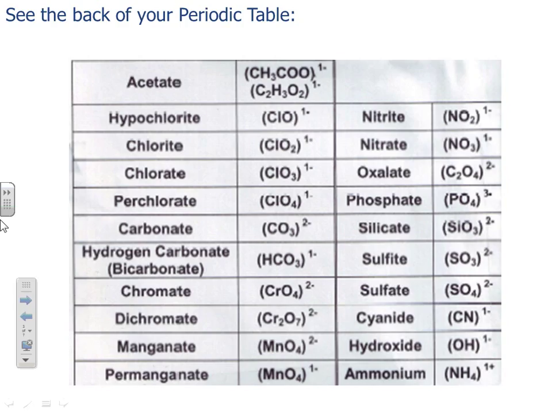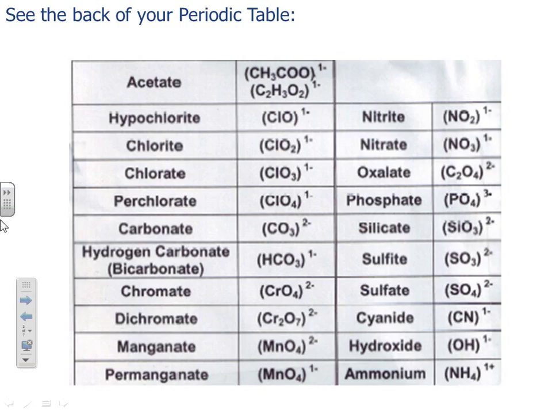That's how we name them, and that's how we know that they're different. Okay. Hydrogen carbonate or bicarbonate, chromate, dichromate, manganate, and permanganate. And you'll notice this is a little different. Chlorate and perchlorate have the same charge but different number of O's, but manganate and permanganate have the same number of O's but different charge. So it's a slightly different way of representing it.